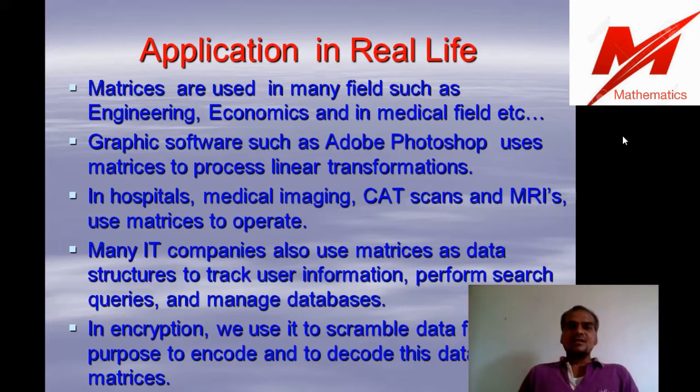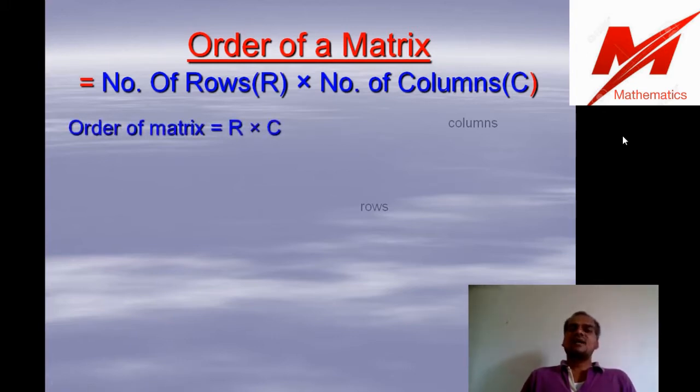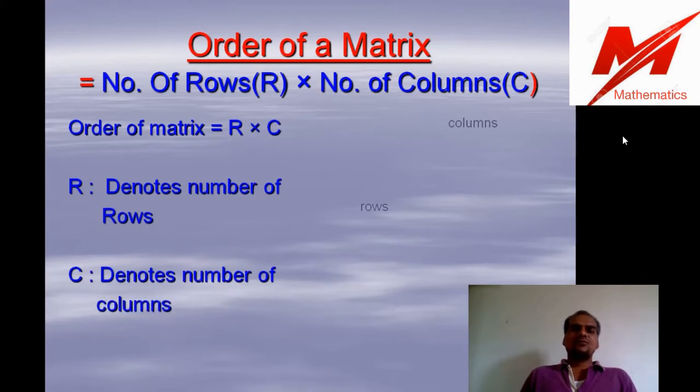Next we are going to see what we mean by order of a matrix. The order of a matrix defines the size of the matrix, how many rows and columns it has. So order gives the number of rows and number of columns in a given matrix. That is R into C, generally read as R by C. Now see the example. R denotes the number of rows and C denotes the number of columns.